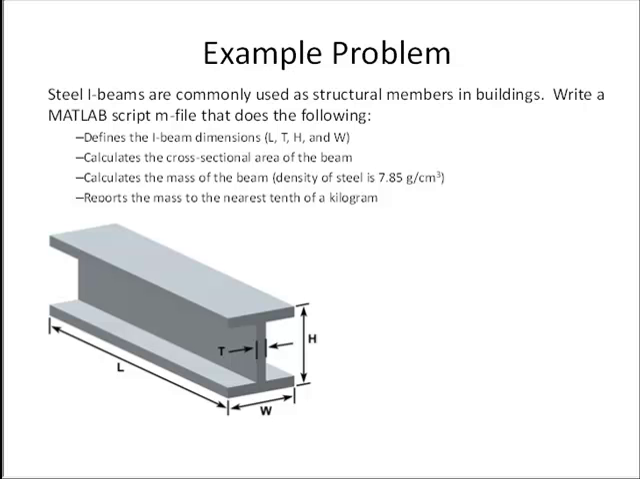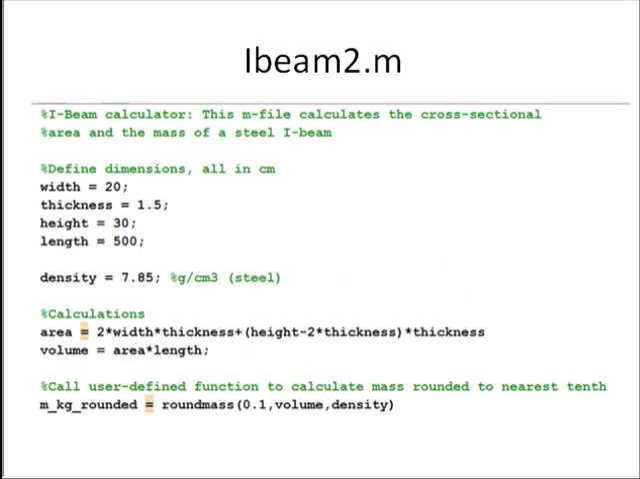To do so, we're going to use the same example. This is the same as last week. If you recall that problem, we had an I-beam and we wanted to calculate the cross-sectional area of the beam and calculate the mass of the beam and then round that mass to the nearest tenth of a kilogram. We're going to take a little bit different approach, and I'll show these two script M files. The first script M file is called ibeam2.m.